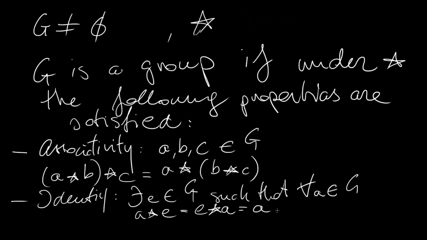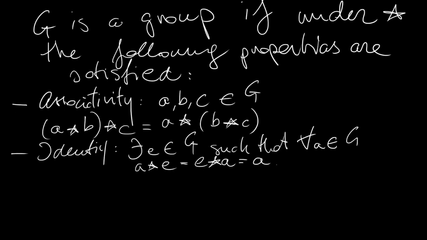In addition, we call this element 0, because if A is a real number under addition, the identity is 0, because any real number A plus 0 is A. And in multiplication, the identity is 1. A times 1 is A. And for matrix addition, the identity is the matrix with all the entries 0, and so on. So this is the second property.